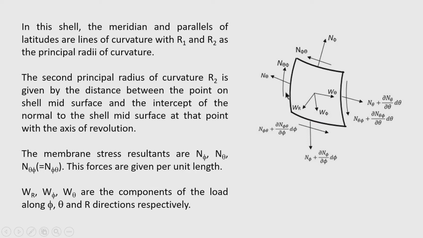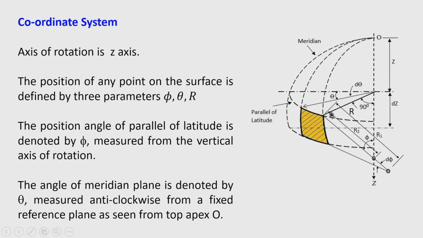For the membrane stress resultant, we take a small element whose length will be r d theta and width will be r 1 d phi. That can be readily verified: if this angle is d theta, then the small arc will be r into d theta, if this radial line is r. Similarly, if this angle is d phi, then this arc length will be r 1 into d phi, where this distance is r 1.